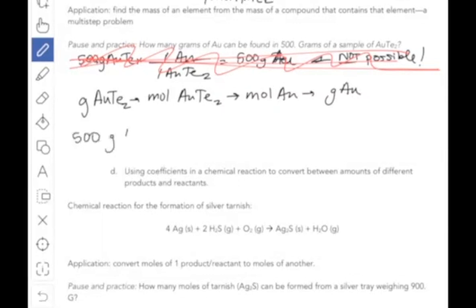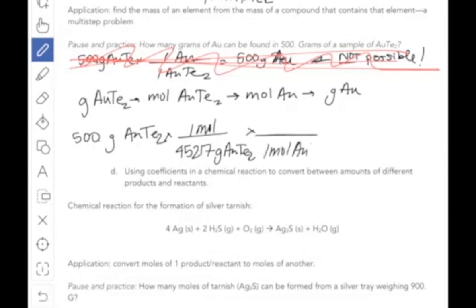Give setting up the conversion a try, and then I'll show you the work for how I set it up. This is the first multi-step conversion we've done. Remember, let the units be your guide. We start with grams of gold telluride, so to cancel out grams, we'll put the molar mass of 452.17 grams per mole on the bottom with 1 mole of gold telluride on the top. Then we'll multiply by a conversion factor of going between moles with 1 mole of gold telluride on the bottom and 1 mole of gold on the top.